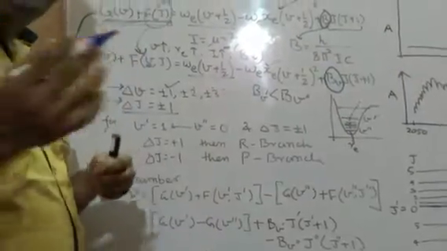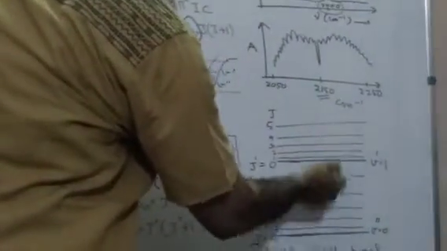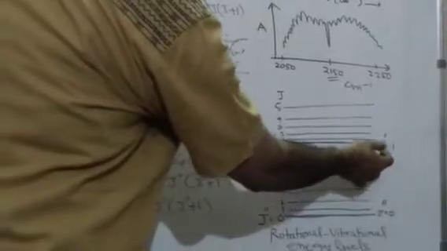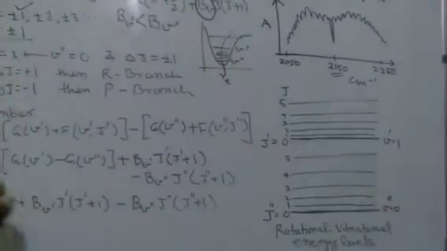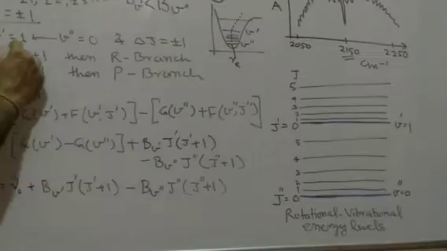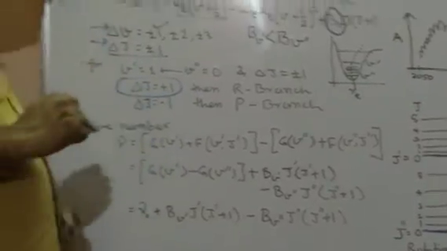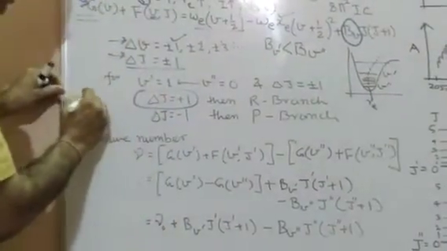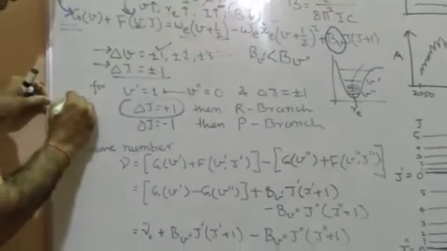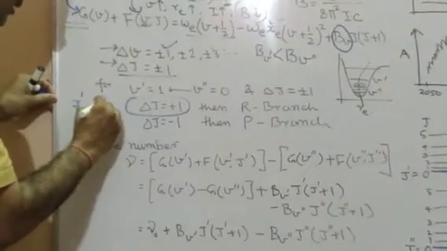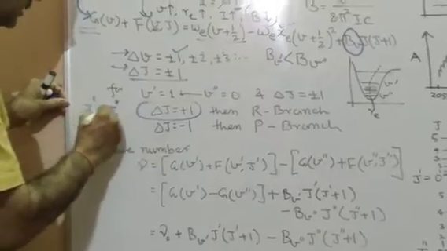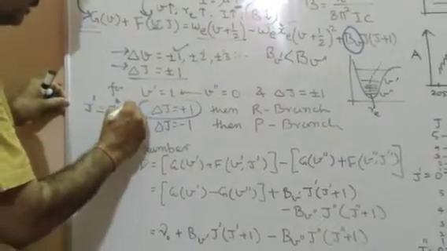Suppose we are taking the transition from V double prime 0 to V prime equal to 1, like here. So there will be several transitions between these rotational levels for the same values of V prime and V double prime. Suppose we are taking ΔJ equal to plus 1, it means that for a transition from J prime and J double prime, the relation is J prime will be equal to J double prime plus 1.